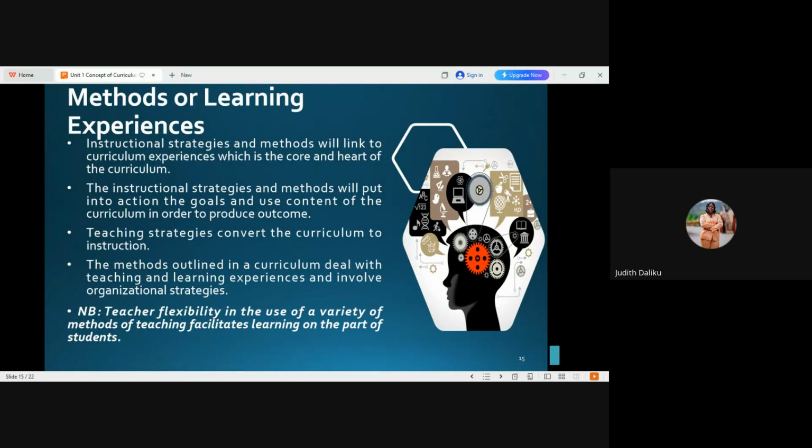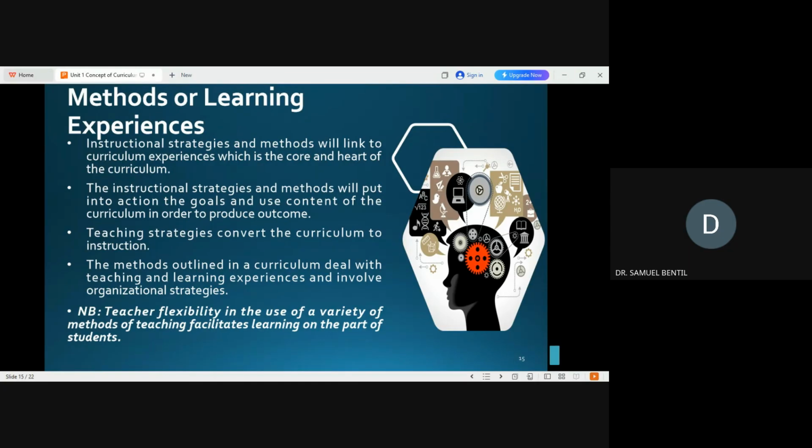No, sir. Then we come to the third, which is method or learning experience. When we talk of method or learning experience, these are just the instructional strategies, the methods, the techniques that we use to deliver the content that has been selected. Learning experiences, according to Tyler, are the activities that ensue between the learner and the external conditions, with the learner and the external conditions referring to the learner and the teacher.